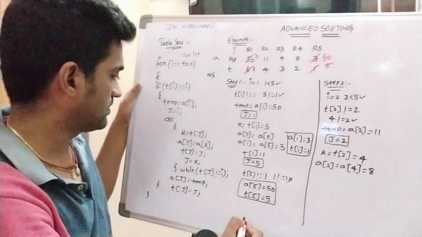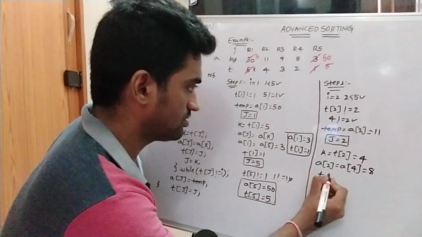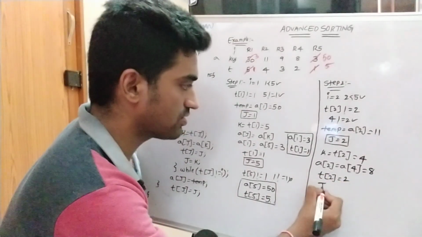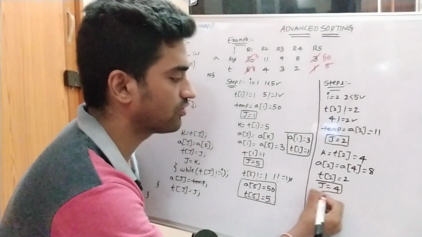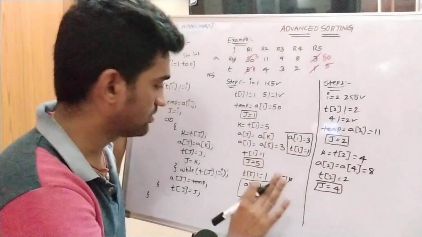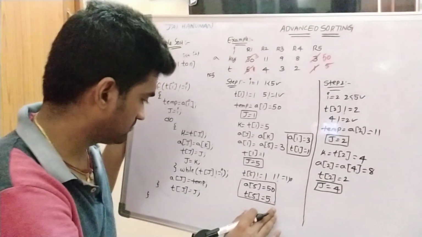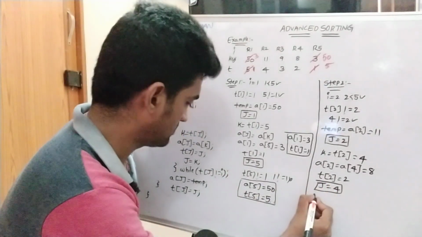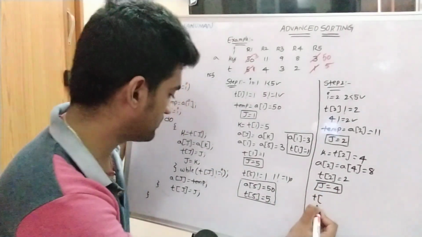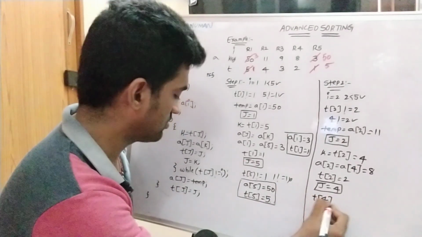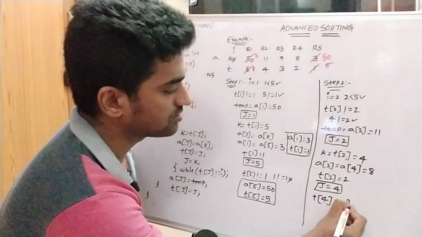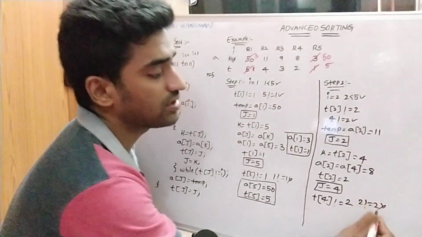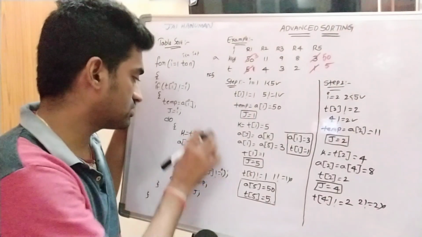Fine now. Then t of 2 is equal to j, 2. So j is equal to k, j is equal to 4. Fine. So then we are checking this condition. T of j, what is t of j value? So t of 4 not equal to I, so I value is 2. What is t of 4 value? 2. So 2 not equal to 2, the condition is failure. So we need not execute these statements.